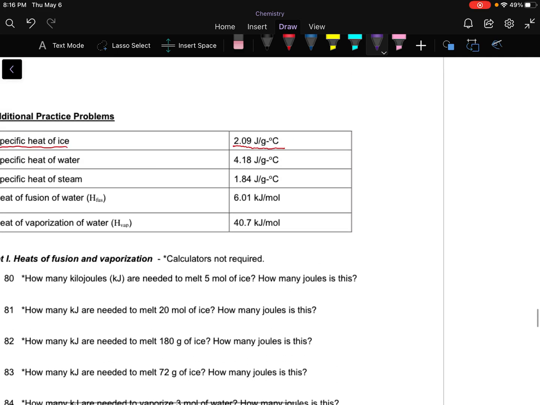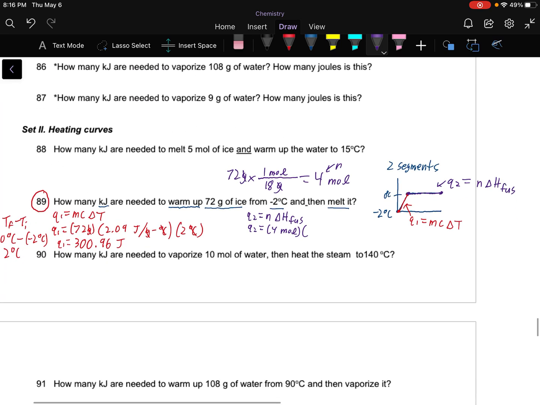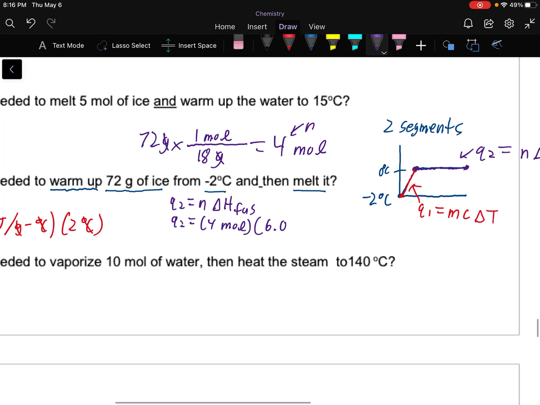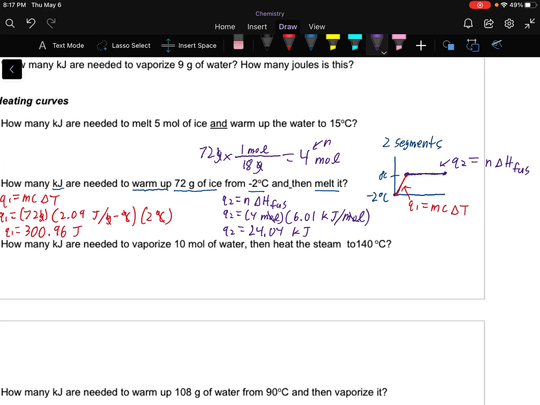So Q2 equals 4 moles of ice. And for the heat of fusion, we go up. Heat of fusion of water, that's 6.01 kilojoules per mole. The moles cancel out. So Q2 equals 4 times 6.01. That's 24.04 kilojoules.